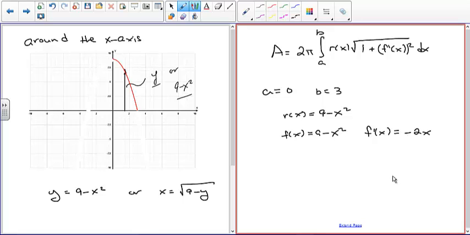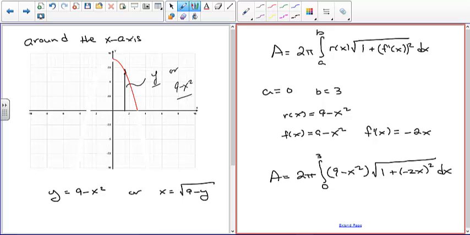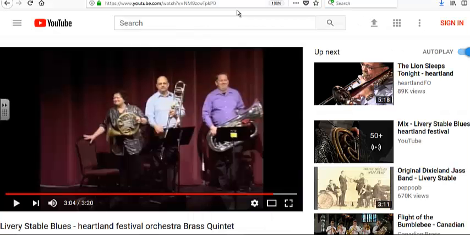So the surface area is just 2 pi times the integral from 0 to 3 of 9 minus x squared, which is the radius in terms of x, times the square root of 1 plus negative 2x squared dx. Again, that's not an easy integral. So what we're going to do is use an online integrator to give us the answer. So let's see what we got here.